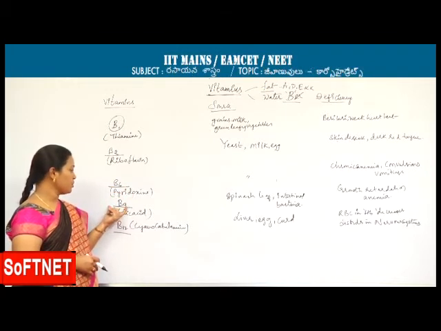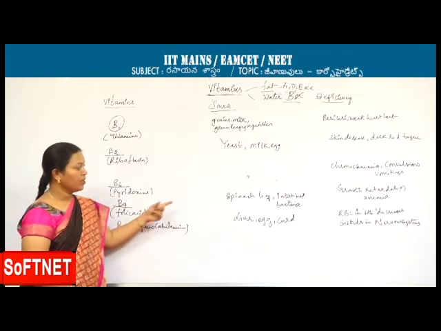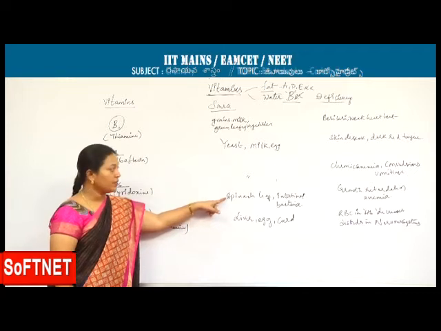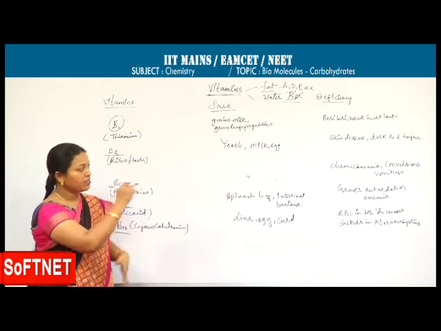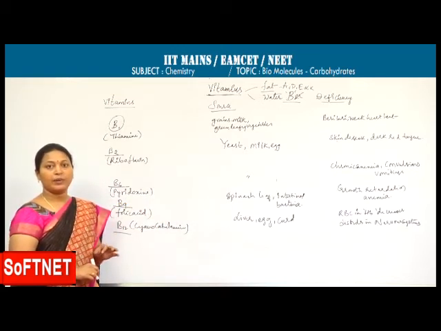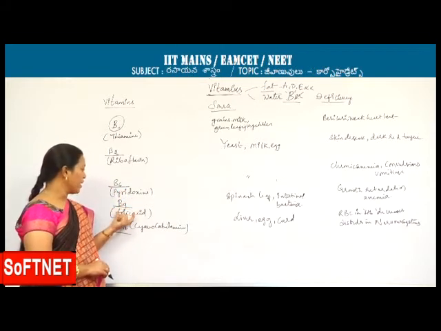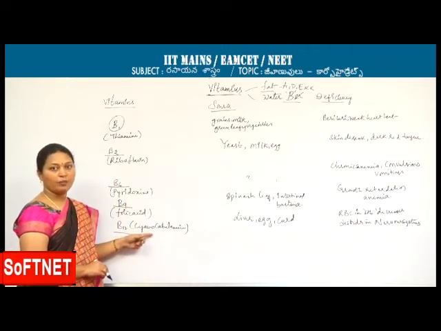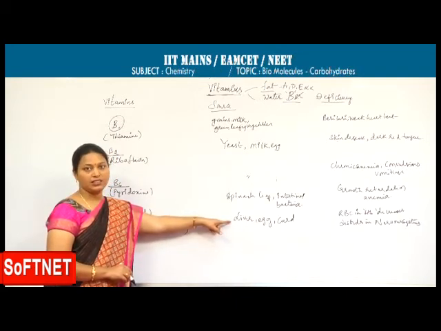Next comes B9, it is folic acid. Folic acid is more available in spinach leaf, which in Telugu is called palakura, and from intestinal bacteria while taking non-veg. Deficiency diseases: growth retardation and anemia. For that reason only, pregnant women used to consume a lot of folic acid tablets. Folic acid is B9. Next comes B12, it is cyanocobalamin, and sources are liver, egg, curd.